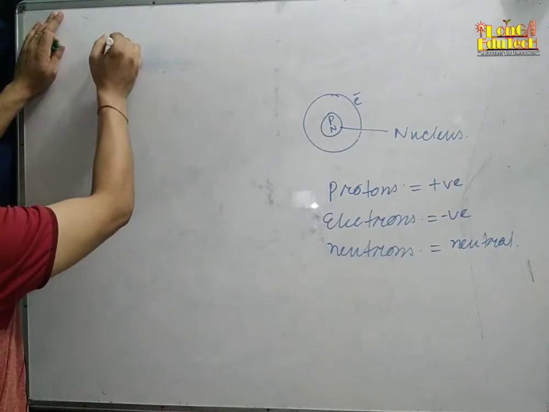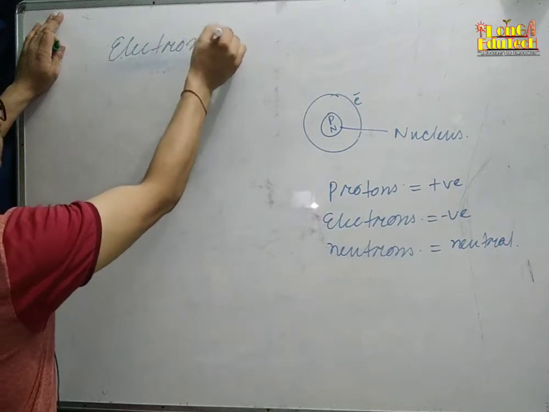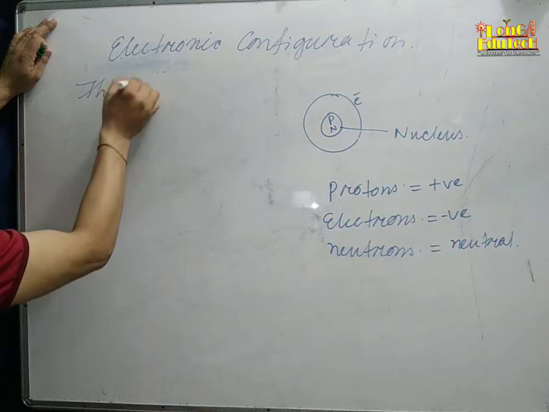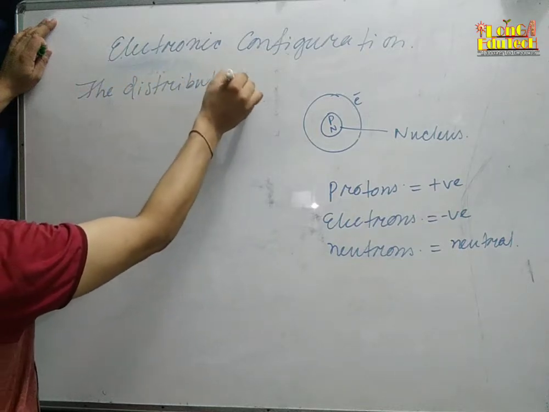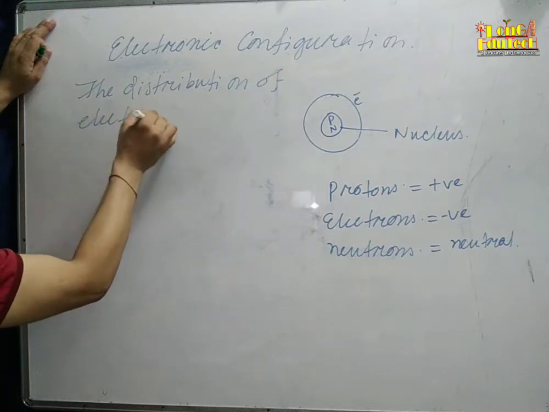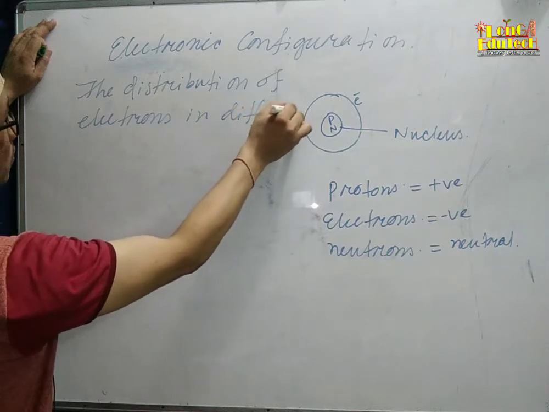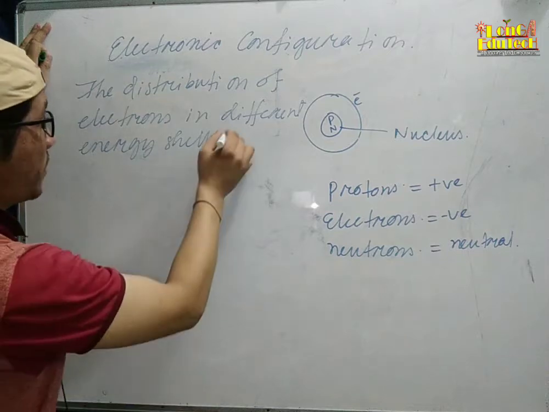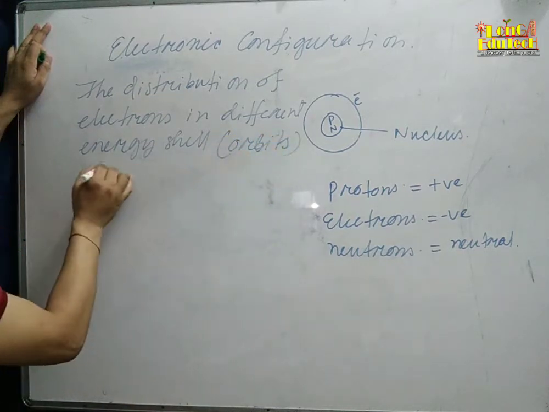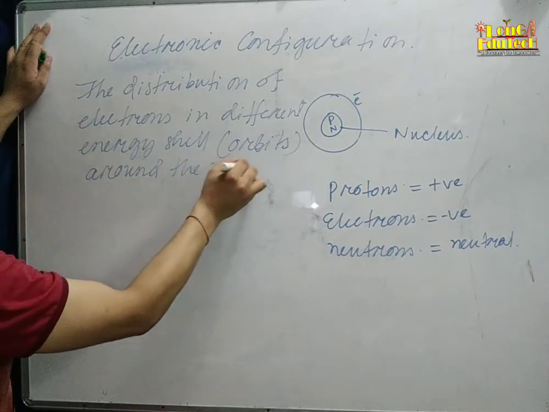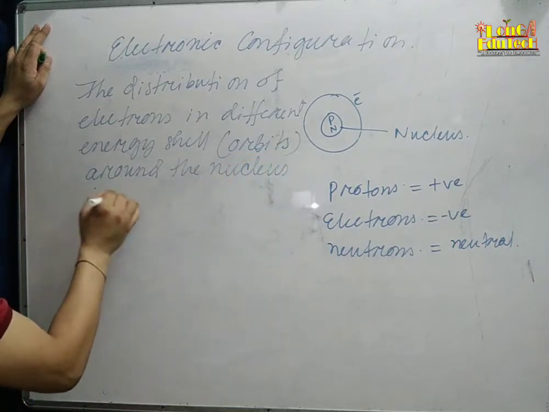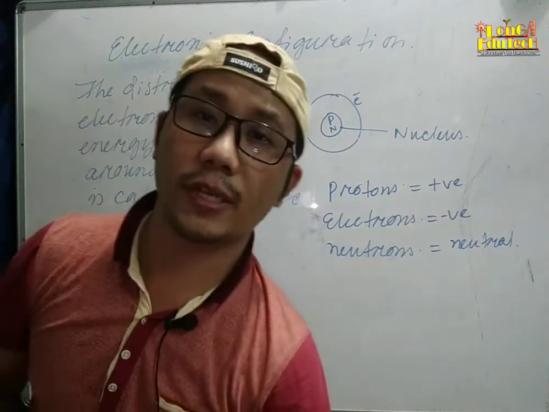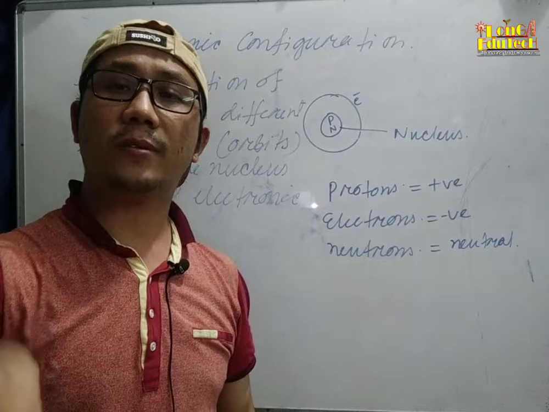First of all, let me give you this: the electronic configuration. The distribution of electrons in different energy cells, and that energy cell is called an orbit, around the nucleus is called electronic configuration. We have to know this.